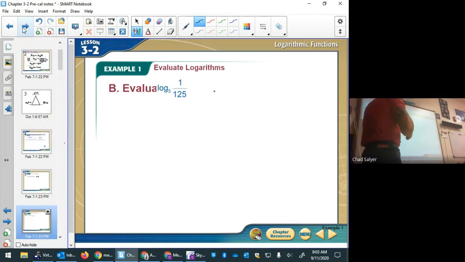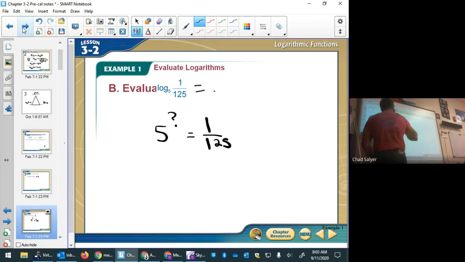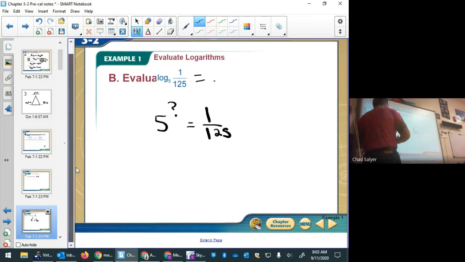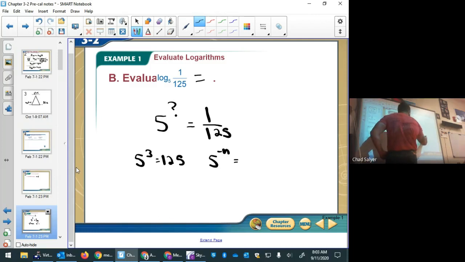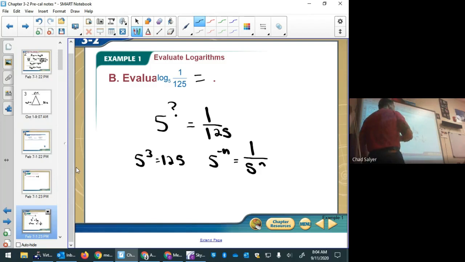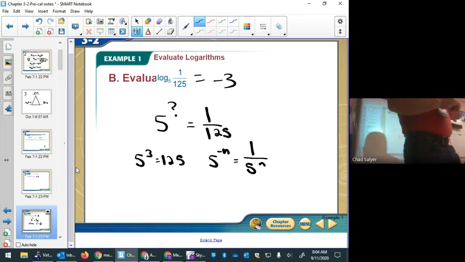All right, so log base 5 of 1 over 125. This one's a little tricky. So this asks the question, 5 to what power equals 1 over 125? Well, a couple things you need to know. You should know that 5 to the third power is 125. And you should also know that 5 to the negative n is 1 over 5 to the n. So use these two pieces of information, Holden, and tell me what the answer should be here. Very good. -3.